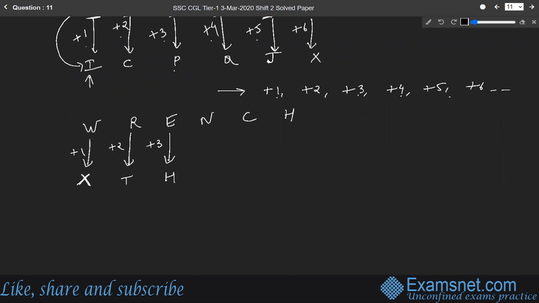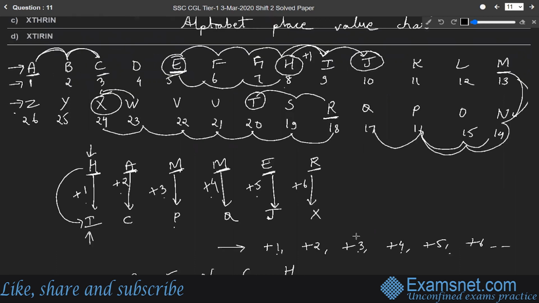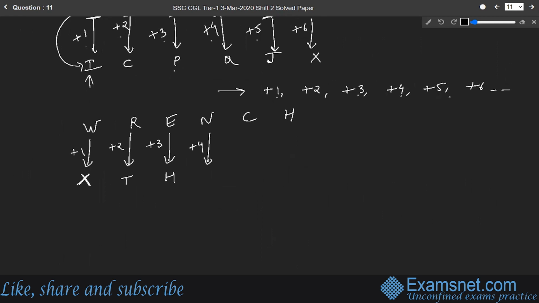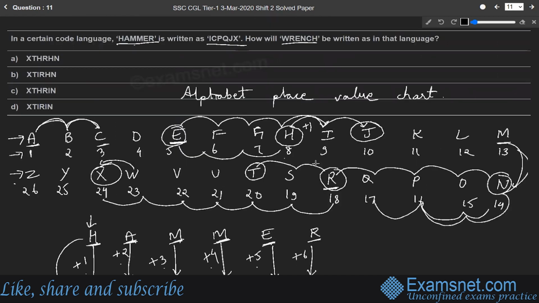Next is N. N plus 4. N is present here. N plus 4 means 1, 2, 3 and 4. So N plus 4 gives R. Next alphabet is C. C plus 5. So what is C plus 5? C is present here. C plus 5 will be 1, 2, 3, 4 and 5. So C plus 5 is H.